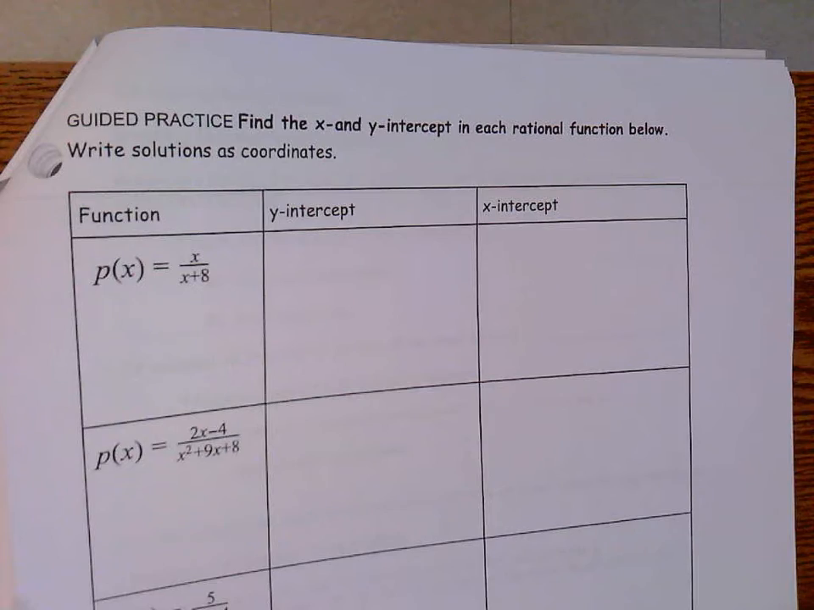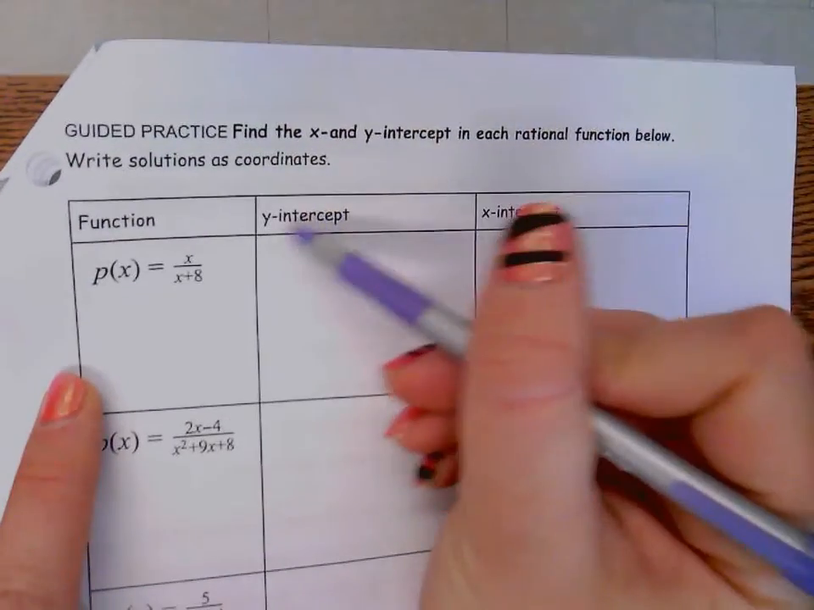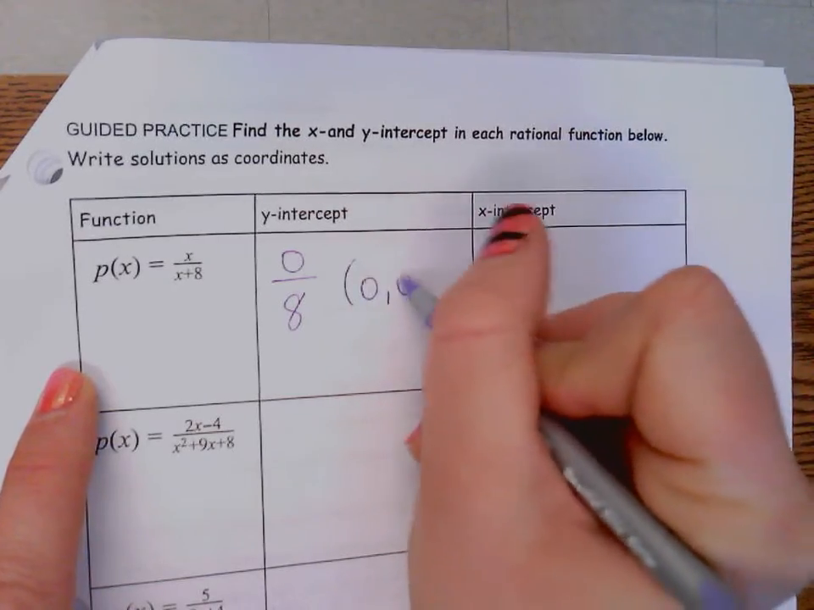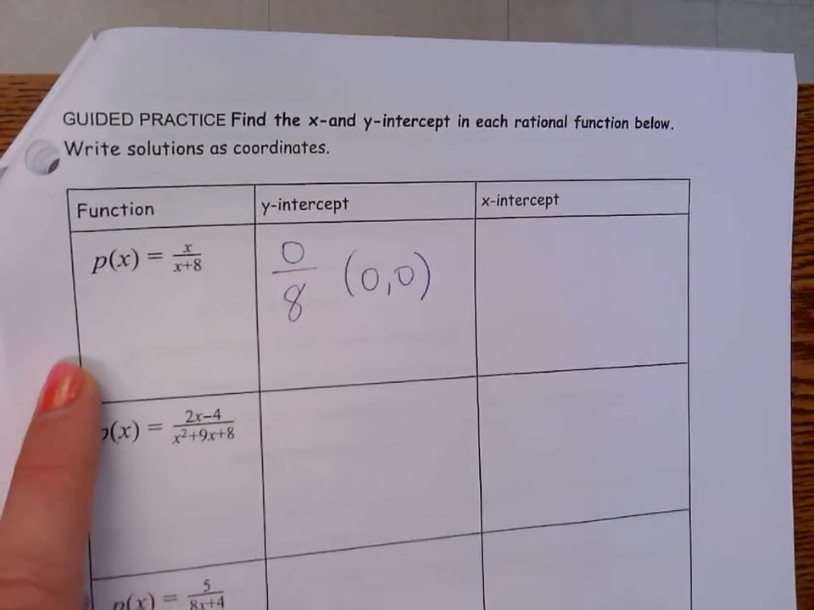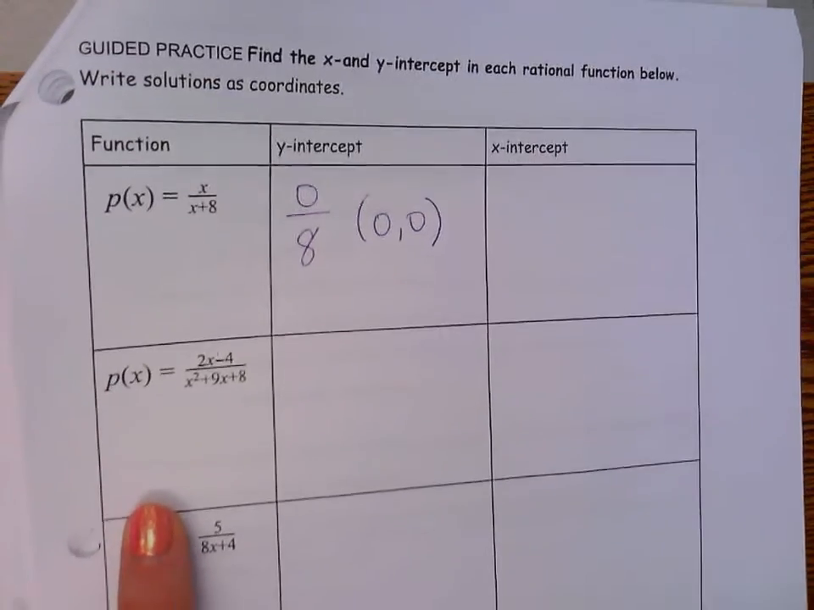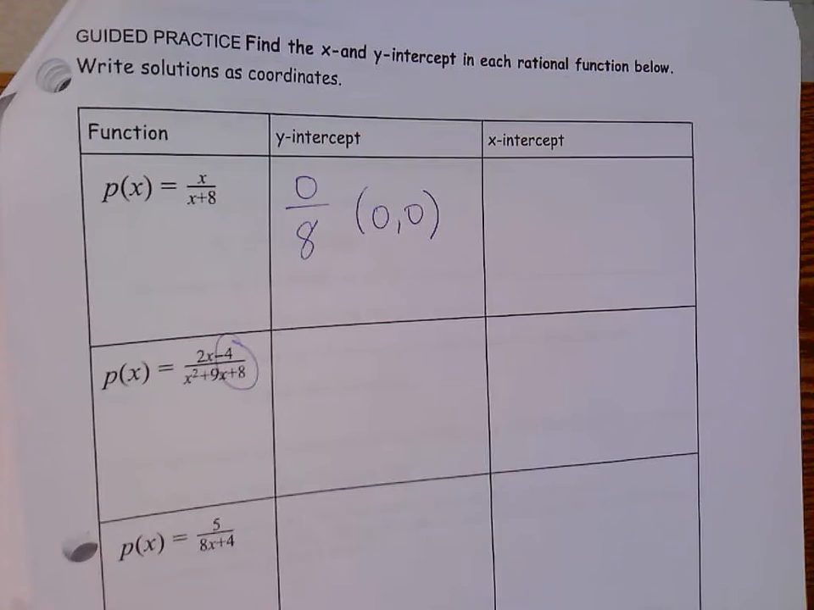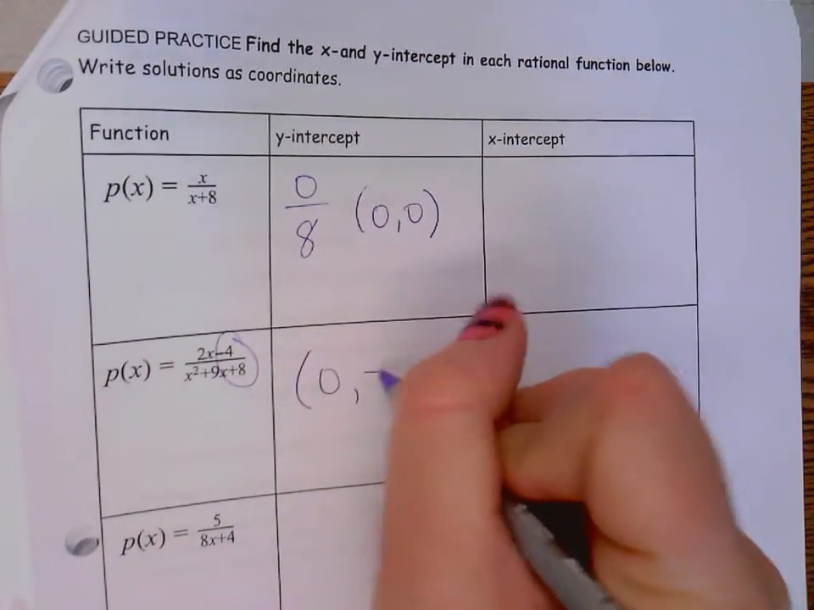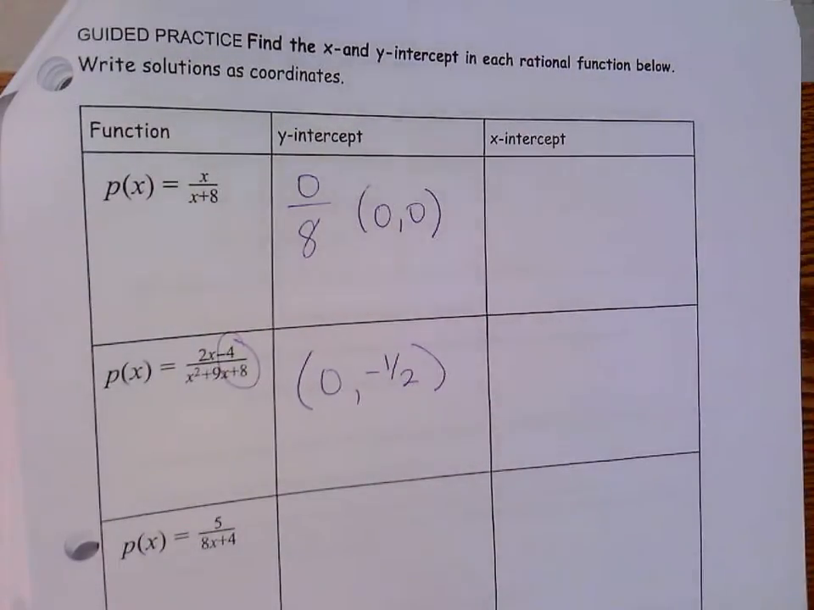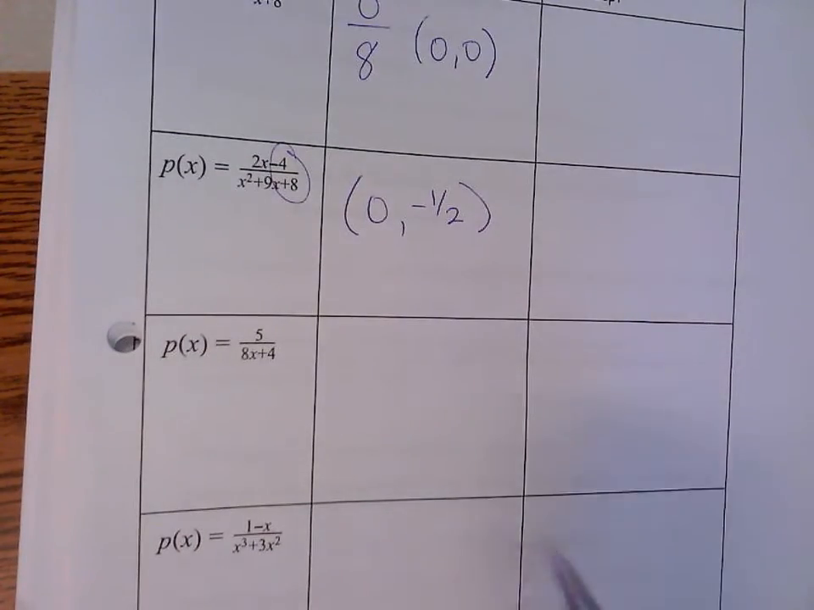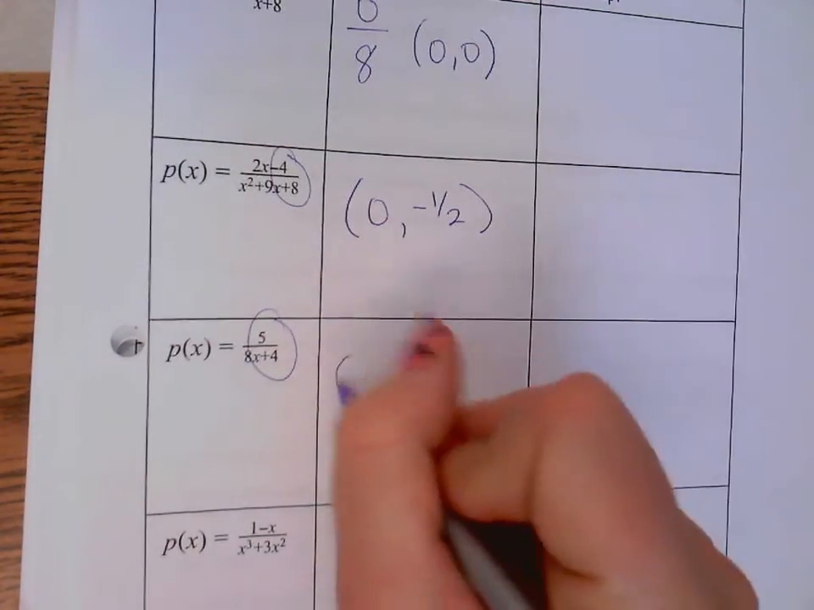I'll go through, I like to do all the y-intercepts first, just because I'm thinking in one frame of mind. So if I do my y-intercept, I would get 0 divided by 8 is 0. Right, so my y-intercept would be at (0, 0) for that first one. And then if I plug in 0, I would have -4 over 8. So that would be at -1/2. If you wrote -4 over 8, that's fine. It means the same thing. Let's see, if I plug in 0, I would just get 5/4. So (0, 5/4).